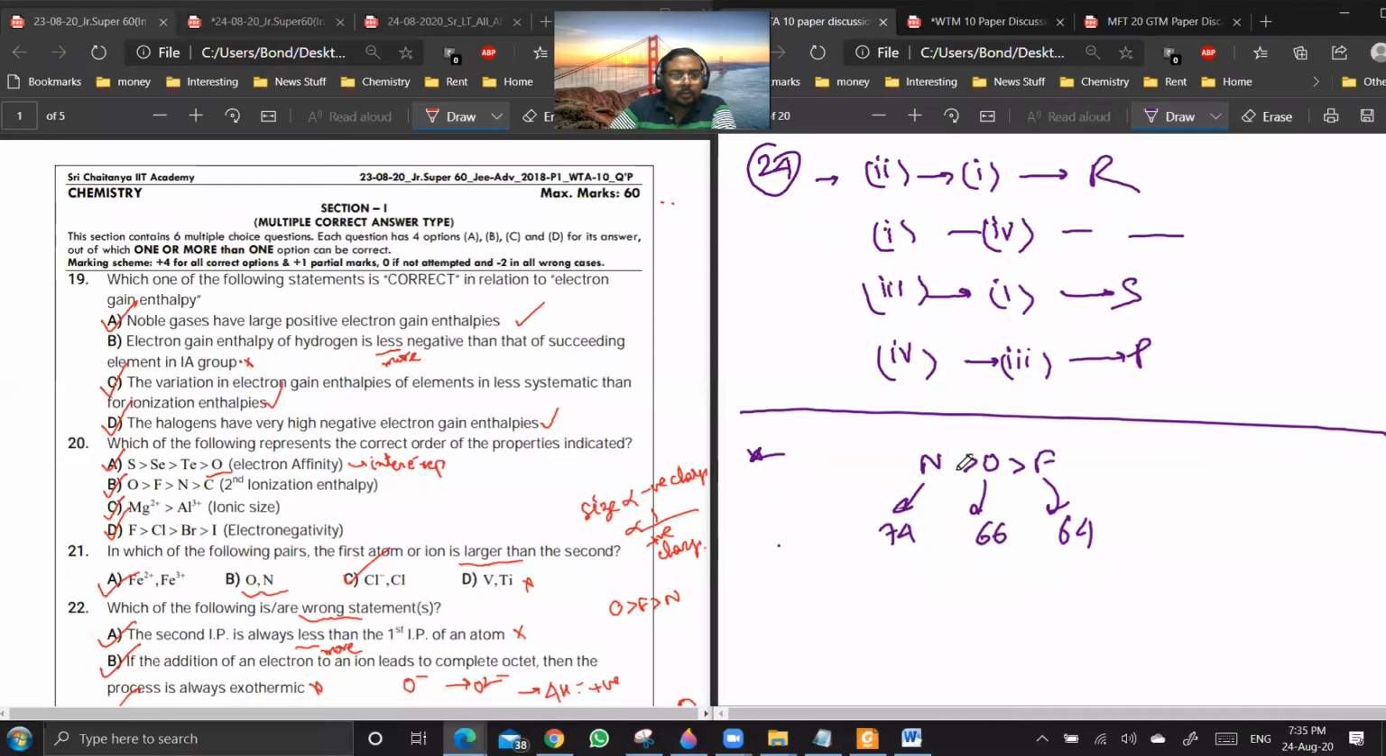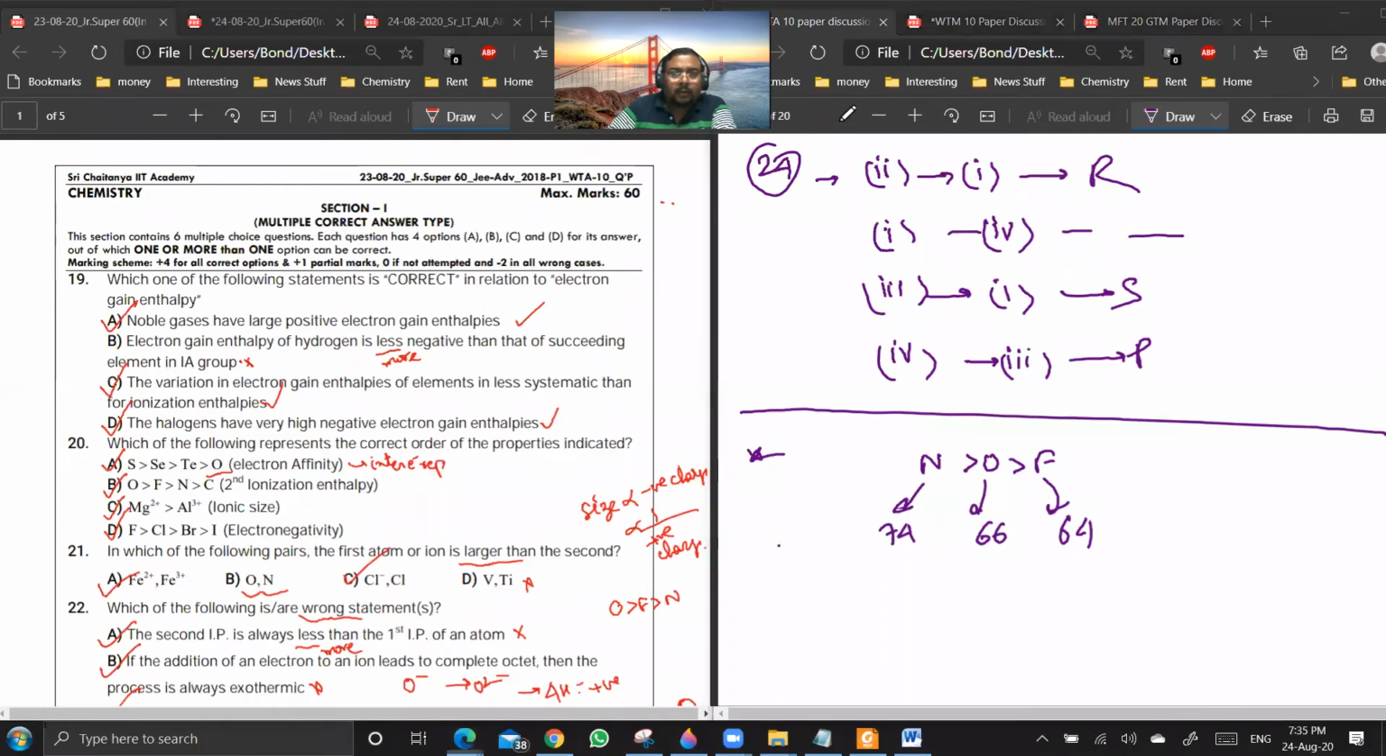Question 19, sir. Yeah, 19, which option do you want me to discuss? All. Which option in 19th? See, only B is the incorrect statement. Noble gases will have high positive electron gain enthalpies, that is correct. Noble gases don't want electrons. If you try to force an electron on them, you have to give energy to do that. So they will have large positive gain enthalpies.